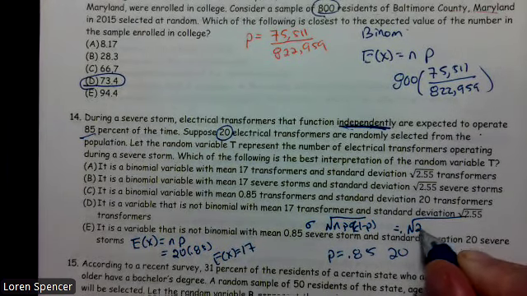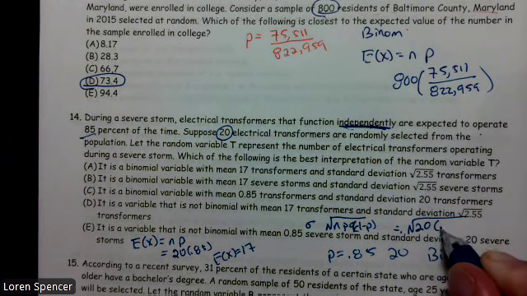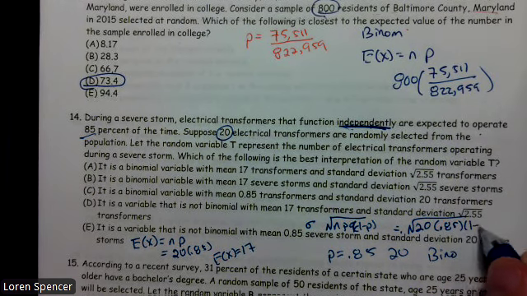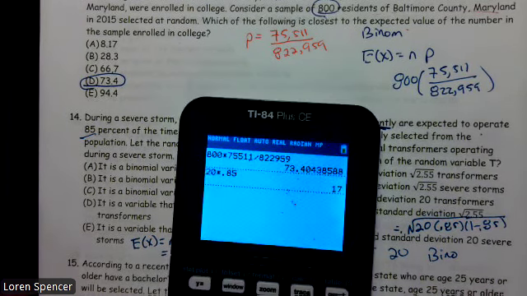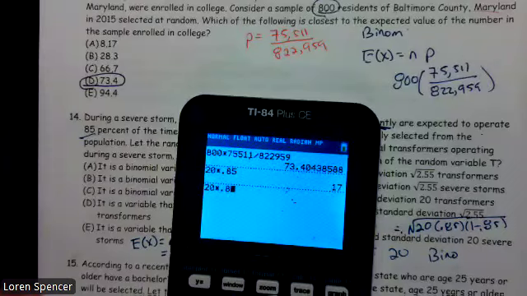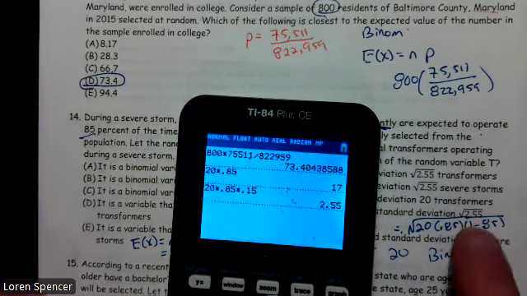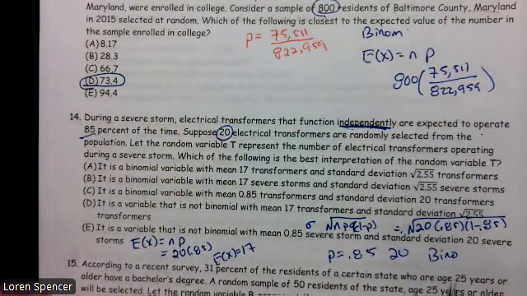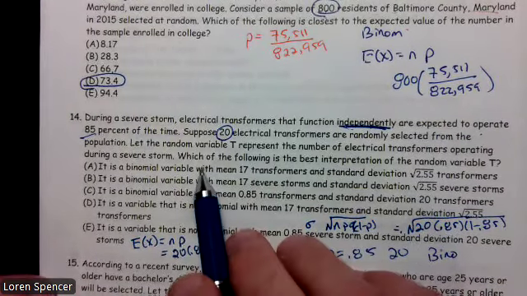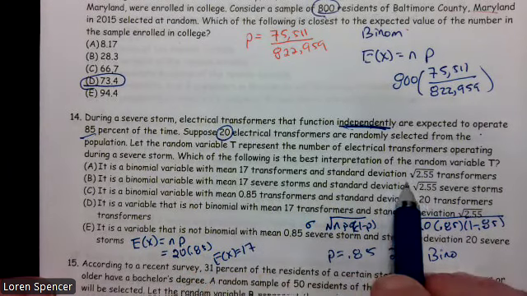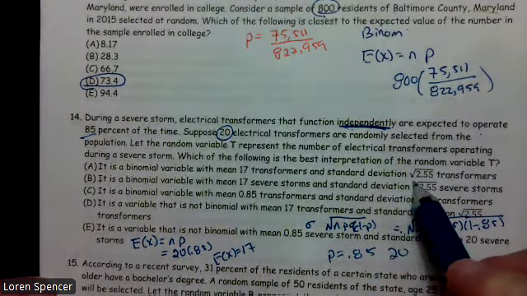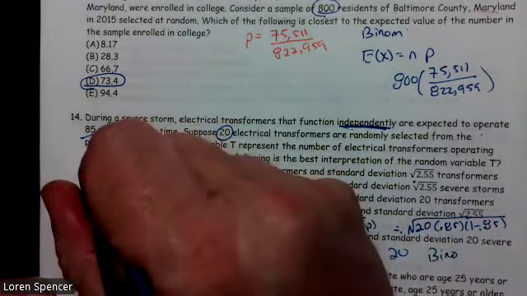And that is 20 times 0.85 times 1 minus 0.85, which is 0.15. So 20 times 0.85 times 0.15. Got to raise it to the half power. So that's the square root of 2.55. So it's a binomial with a mean of 17 and a standard deviation of 2.55 transformers. That's how many we expect to be working on average.